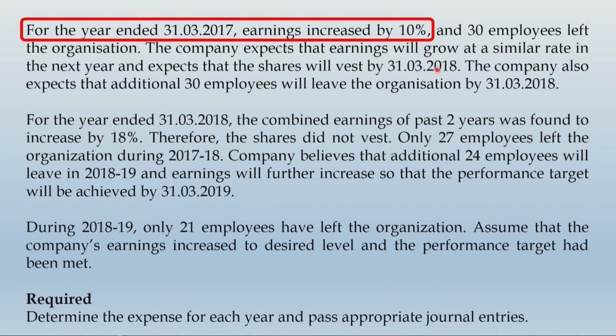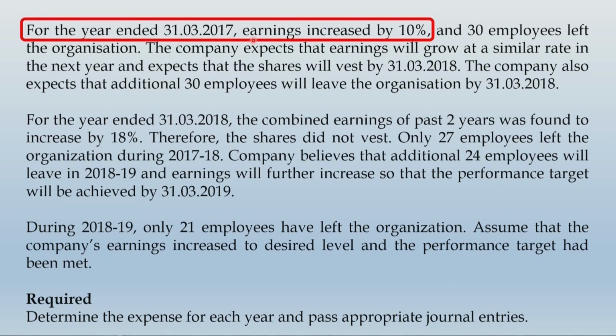That means the condition for the shares getting vested by end of second year will be achieved if the combined earnings of the 2 years increase by 20%. If you could understand the outcome of this whole paragraph, it is clear that the shares have not been vested by this date, 31/3/2017, but the company believes that it will be vested by 31/3/2018 definitely. That means the vesting period expected is 2 years, and we can say out of 2 years, 1 year has passed.